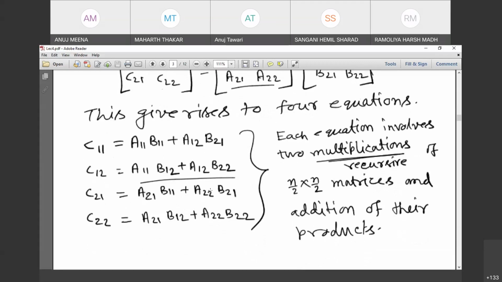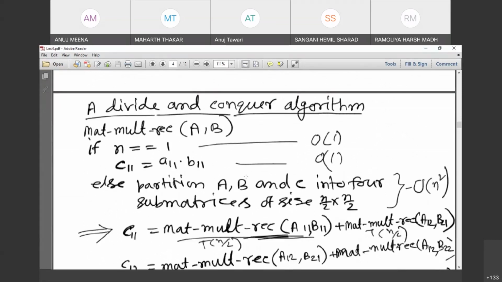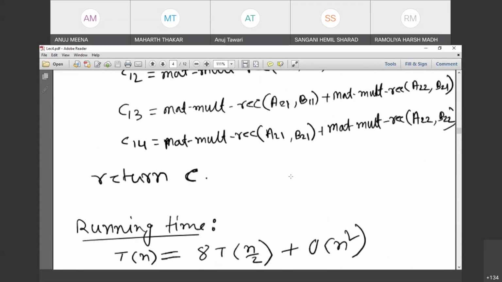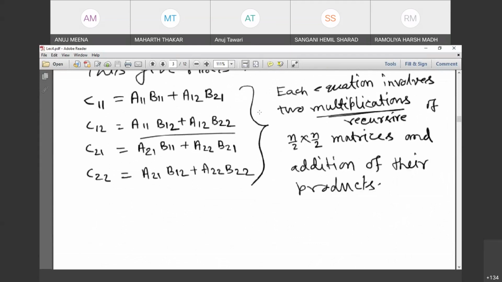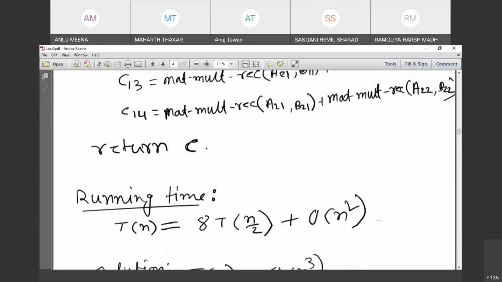Okay, so we got this, and this is just the pseudo code for it. Partition A, B, C into 4 submatrices of size n by 2 cross n by 2. Evaluate this and return the final matrix C. So we have 8 matrix multiplications, each of size n by 2 cross n by 2, and the adding part took order n square time. So that's the recurrence: T(n) equals 8 T(n/2) plus order n square.